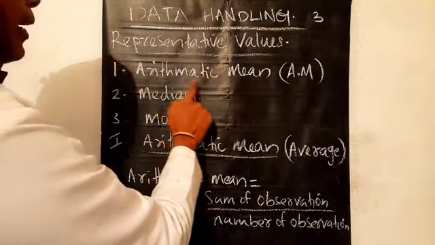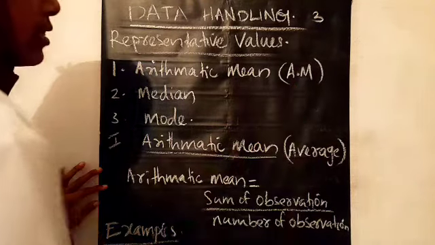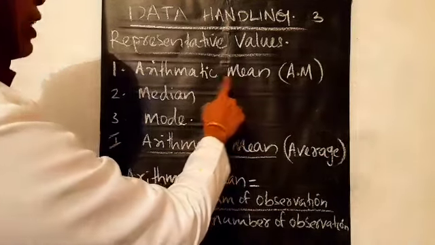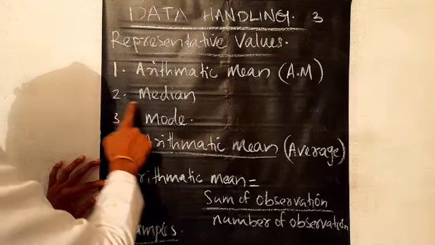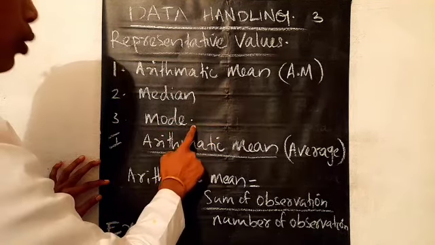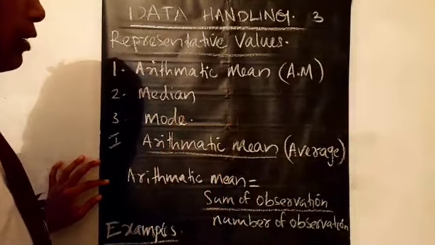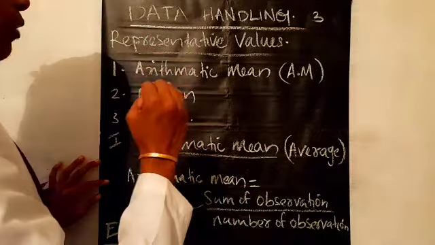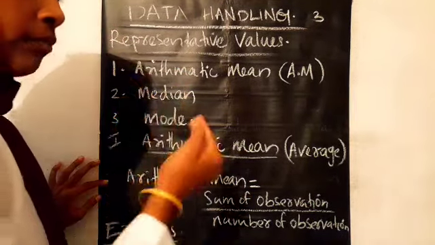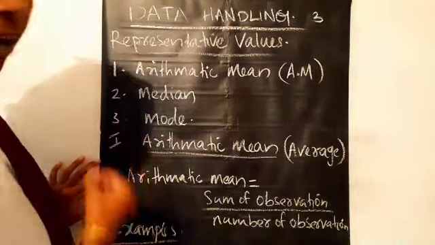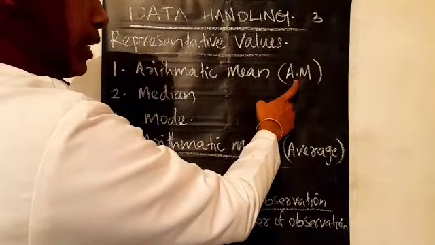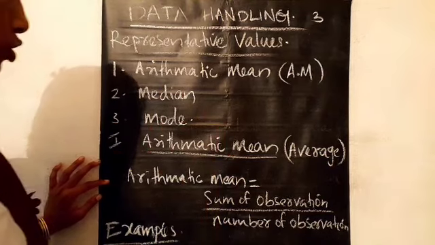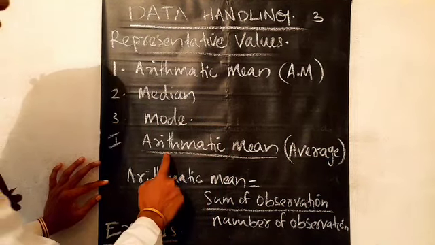First one, representative values. We have three main representative values. First one is arithmetic mean, short form AM. Arithmetic mean is also called average. Arithmetic mean is the first, next one is median, and next one is mode. What are the three representative values? First, arithmetic mean. Next, median. Next, mode. What is another word for arithmetic mean? It is average, and the short form of arithmetic mean is AM. These are the main representative values you have to study, and first we are discussing arithmetic mean.